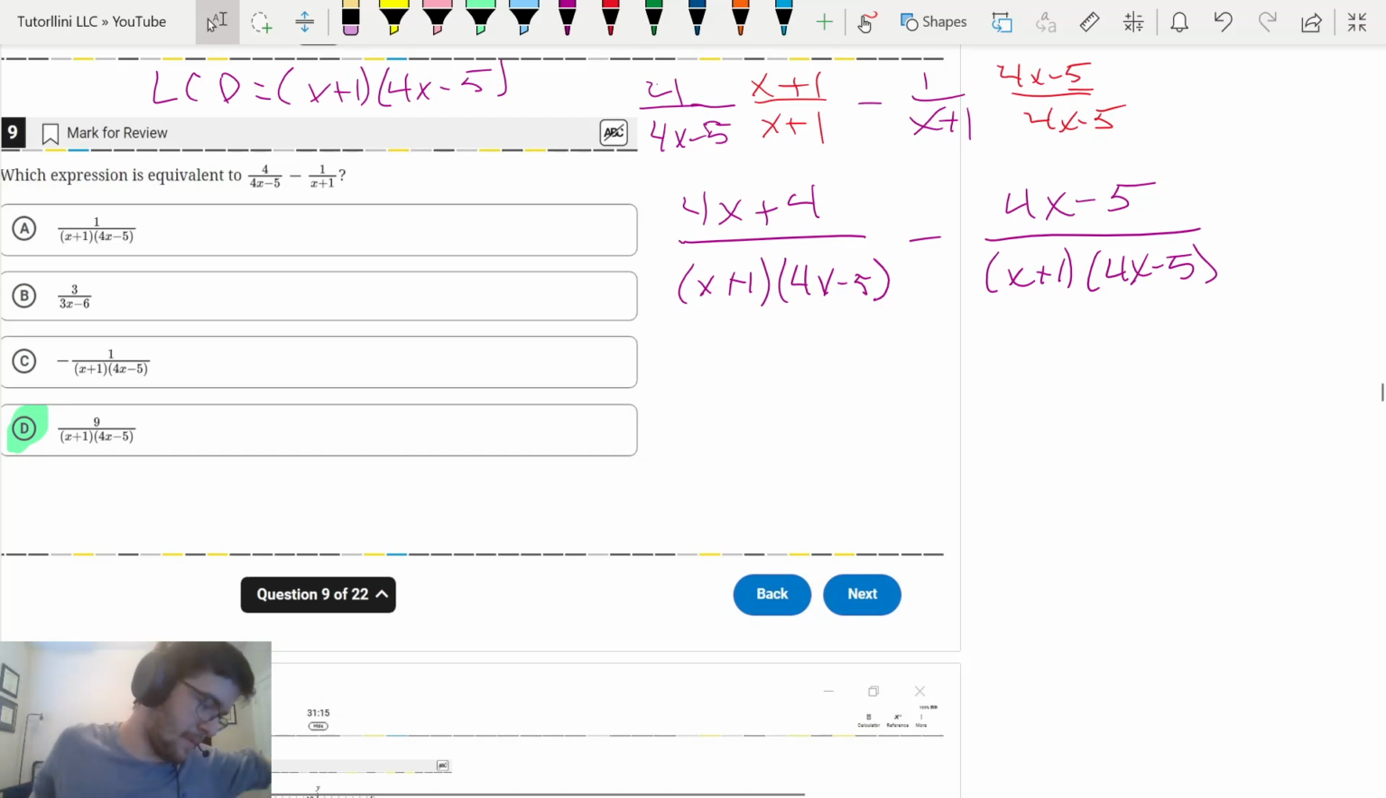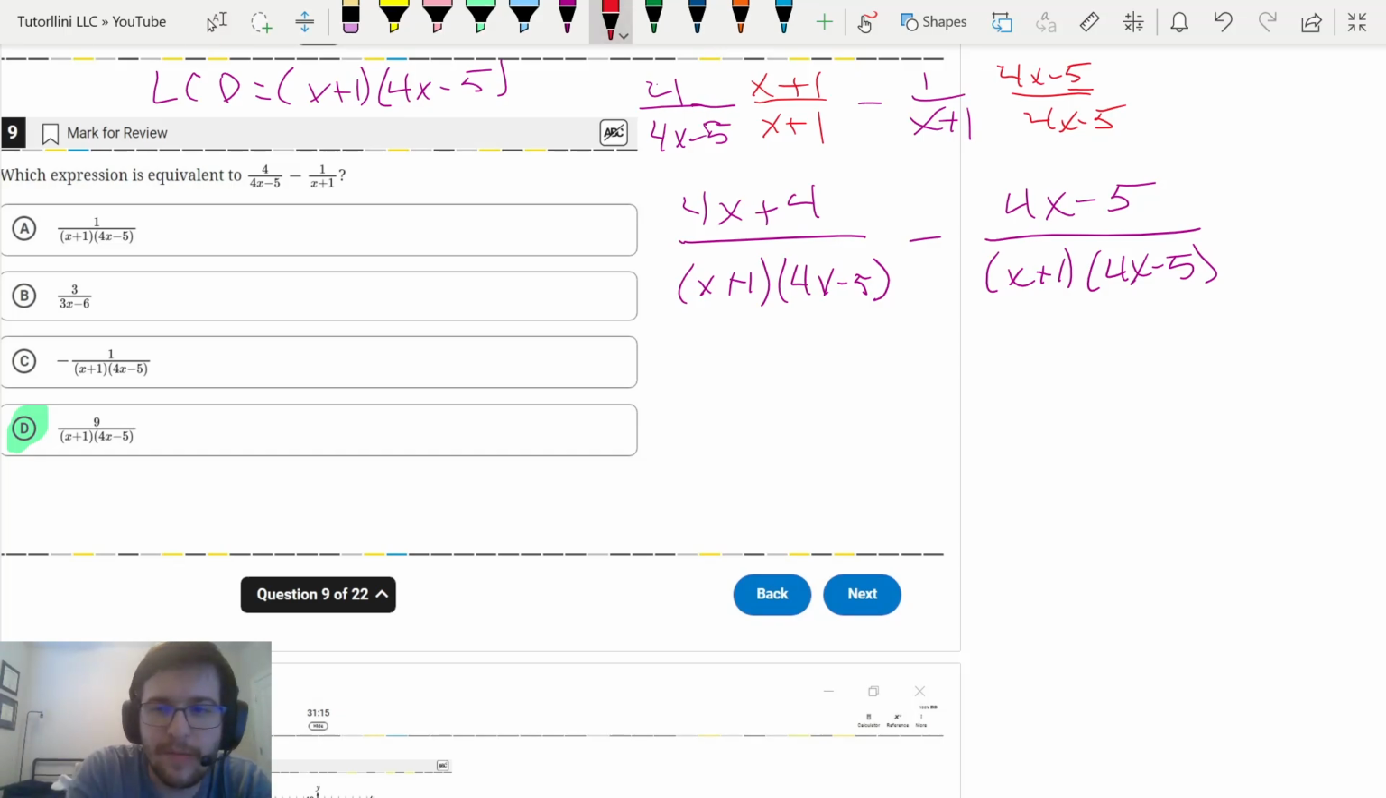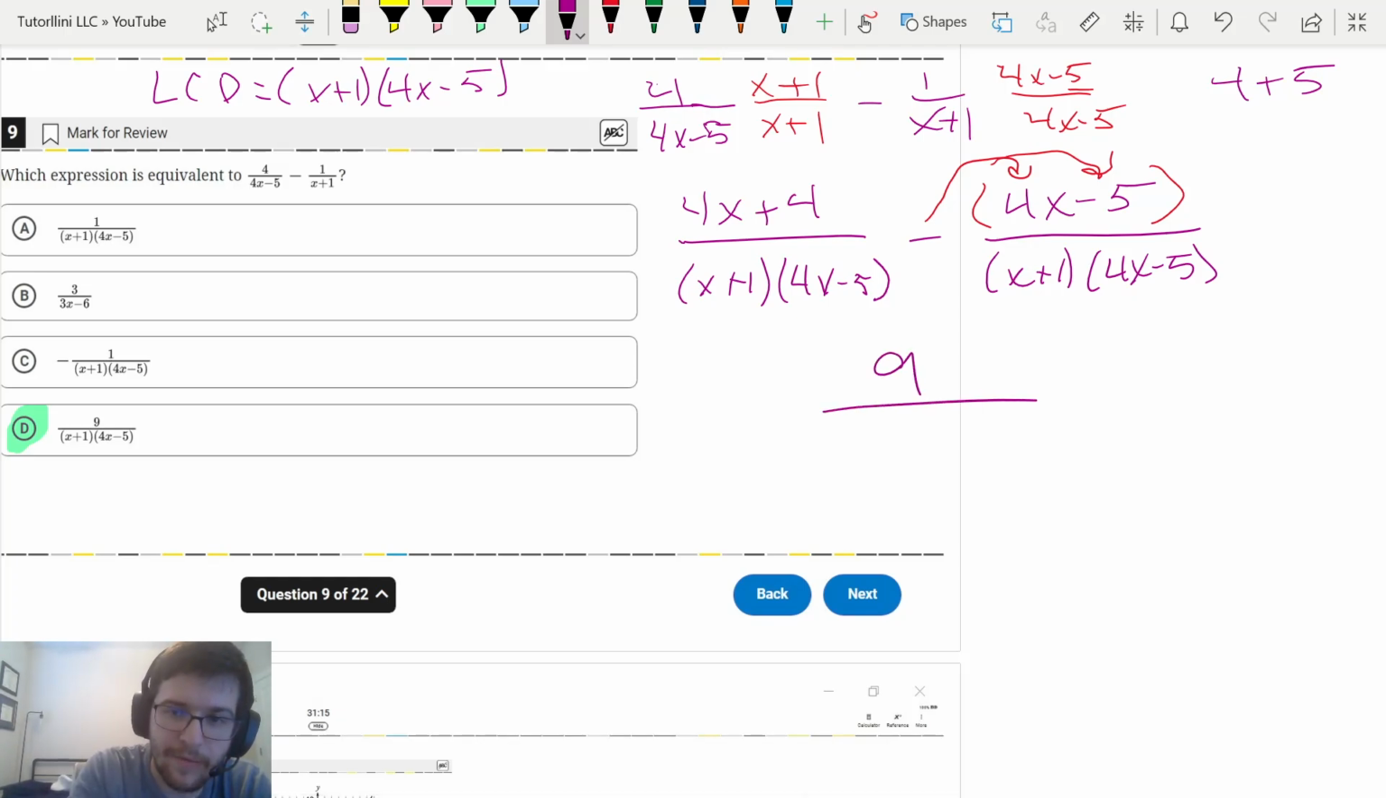And okay, so now remember, you have to distribute this minus sign. Okay. So we get 4x minus 4x, which goes away, but then you also get 4 minus negative 5. So most people would have put negative 1, which is C. But if you distribute the minus sign, you see it's 4 minus negative 5, which is 4 plus 5, which is 9. So it's 9 over x plus 1 times 4x minus 5.